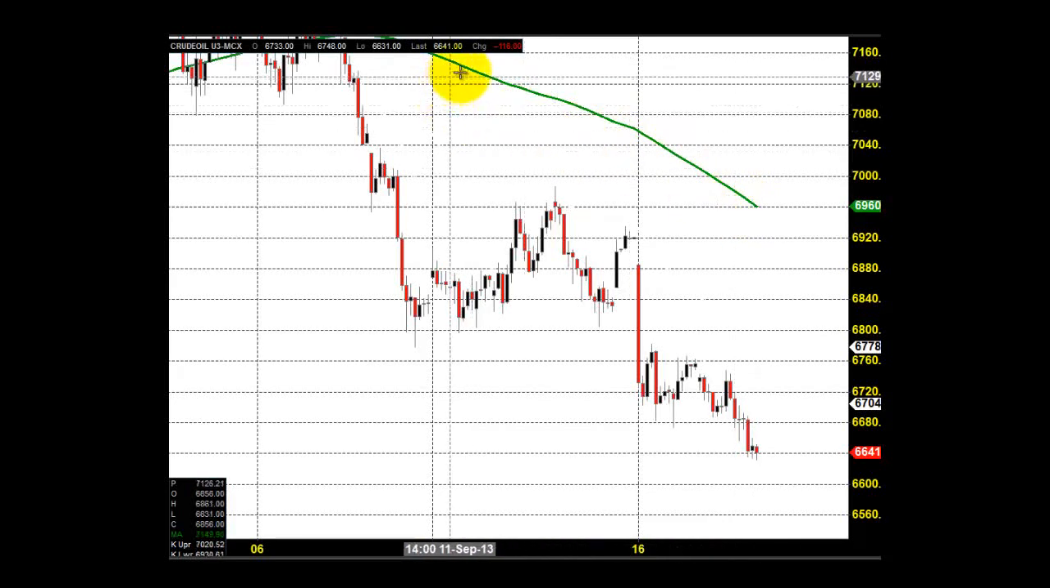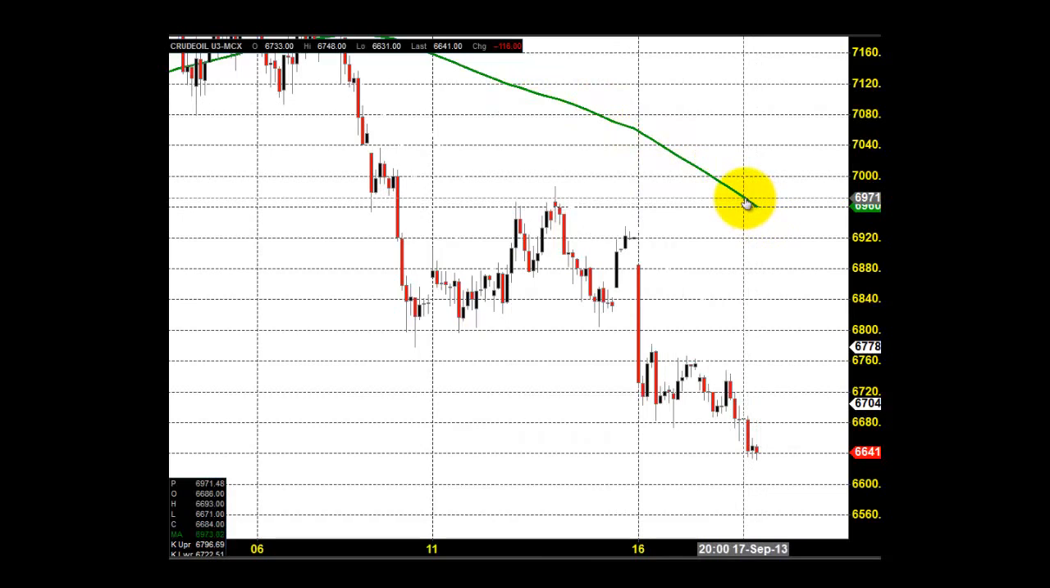On this 1 hour chart we are using this moving average, the green line. Since the price was trading below this green line, we can say that the price is trading in a downtrend. This is the only purpose for which we are using the 60 minute period. So now we have identified that the market trend was down.